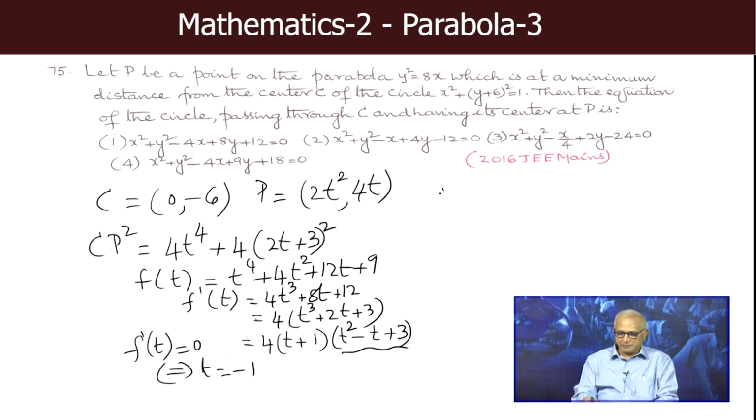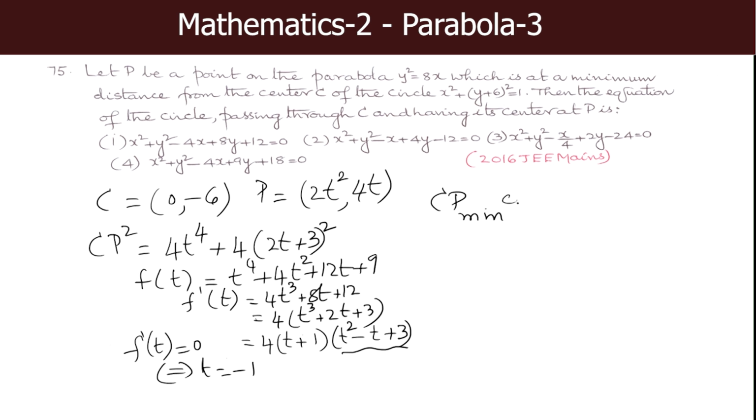So CP minimum corresponds to t equal to minus 1, and P is (2, −4). So, that is the point P on the parabola which is at minimum distance from the center C of the circle x square plus (y plus 6) whole square equal to 1.